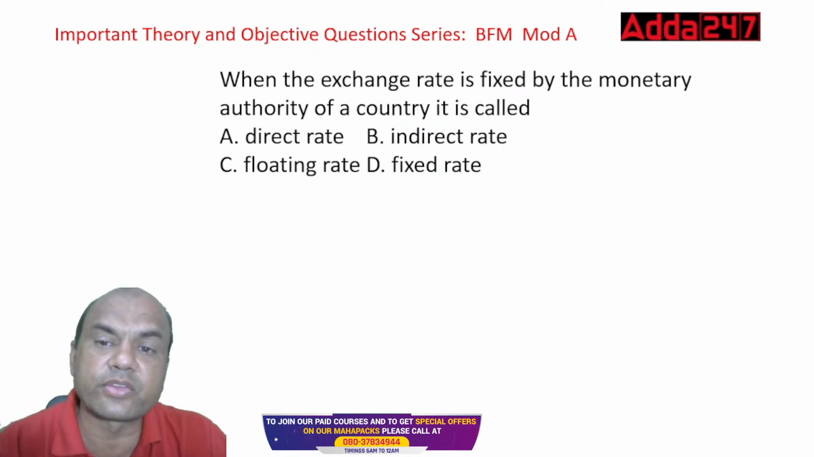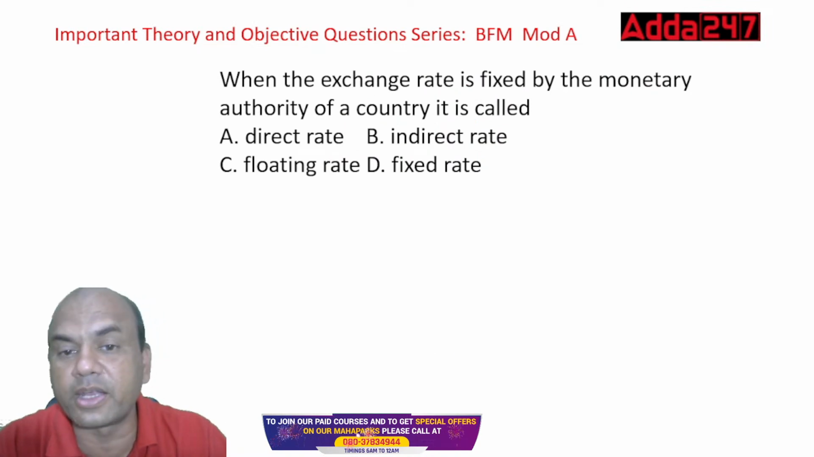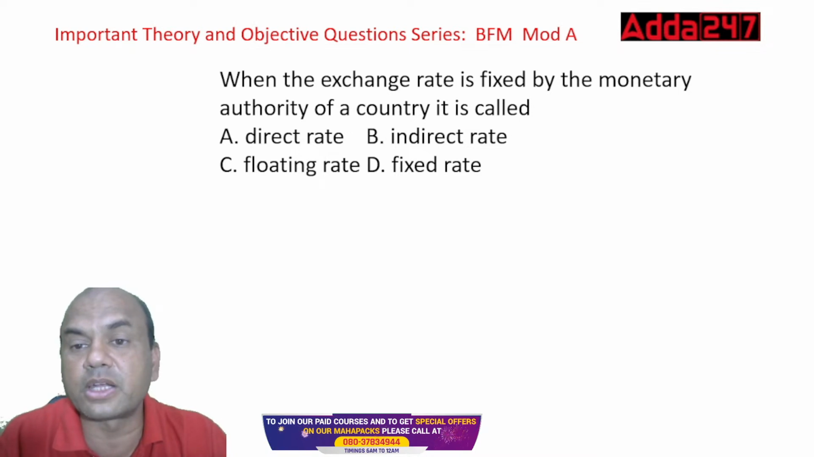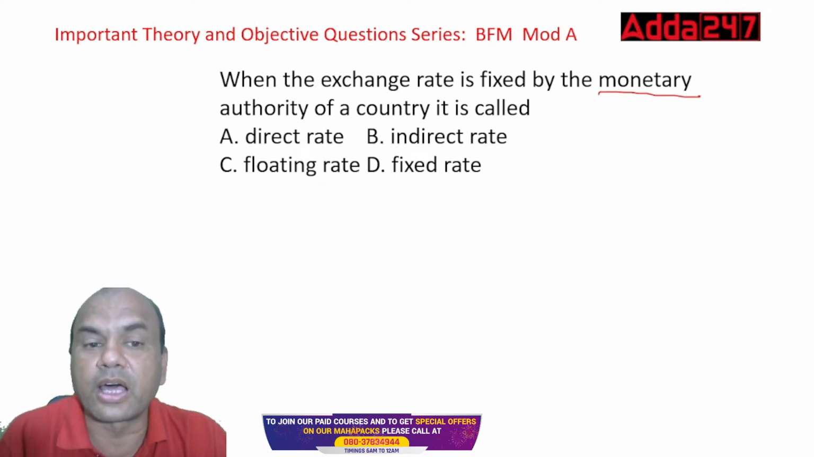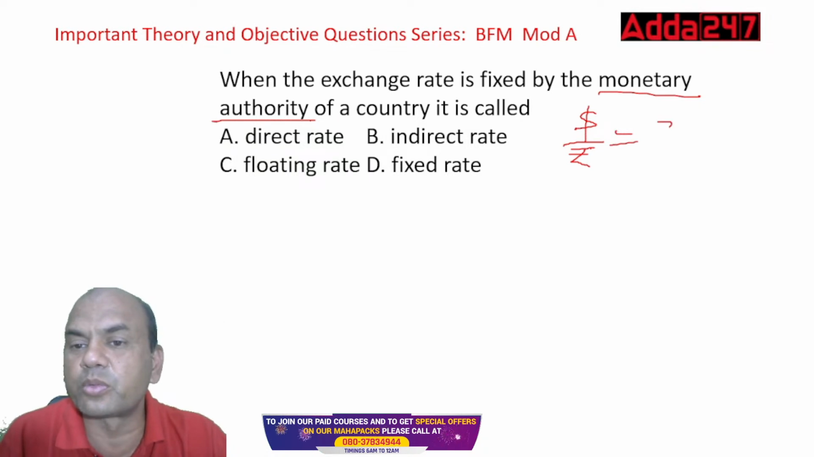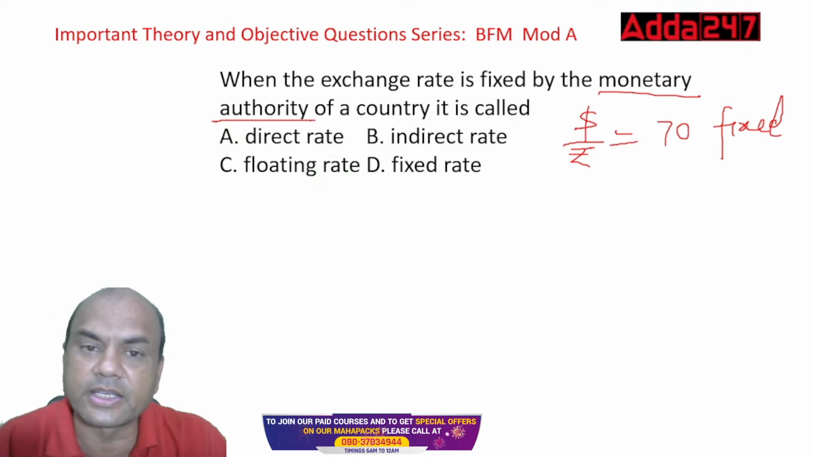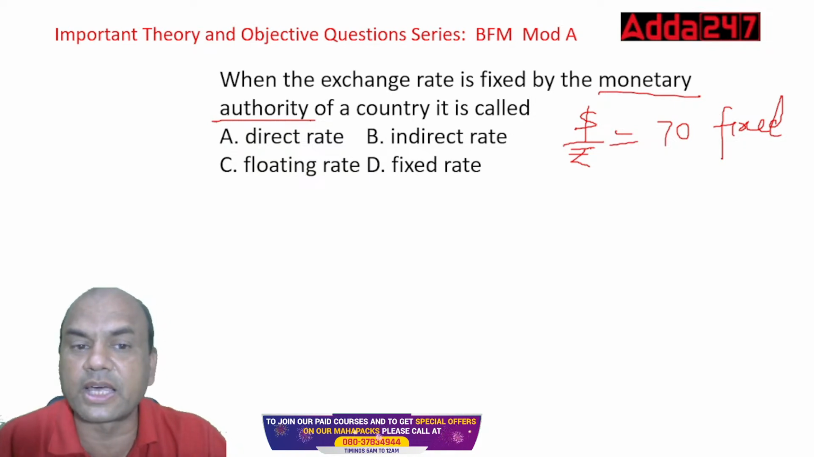When the exchange rate is fixed by the monetary authority of India, or of any country, it is called as what? When it is fixed by the monetary authority, means RBI tomorrow says that the dollar to INR rate is, let's say, 70 rupees, fixed, no changes in that. It will not fluctuate. It is fixed by this monetary authority. So in this case, what is it called? Direct, indirect, floating or fixed?